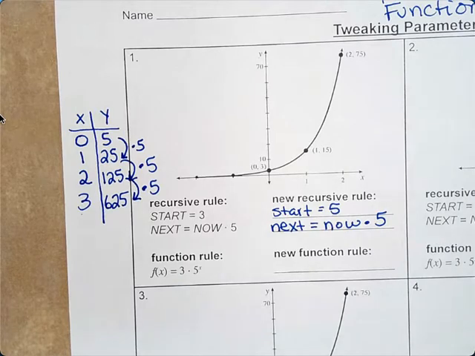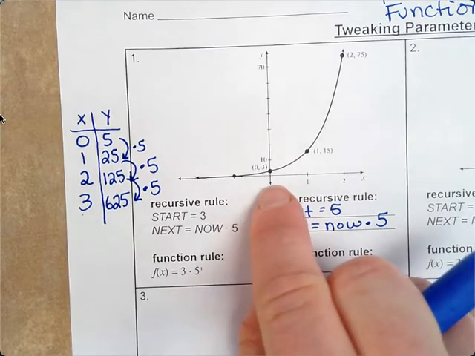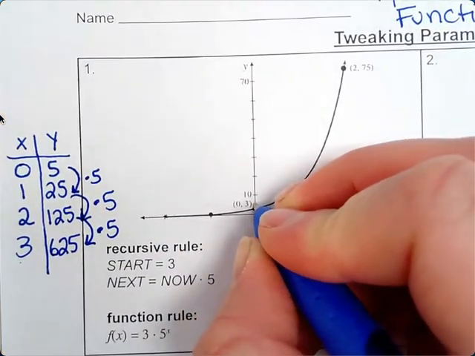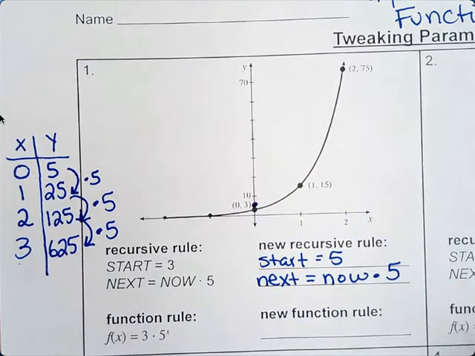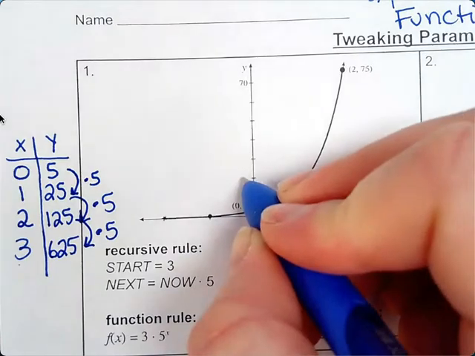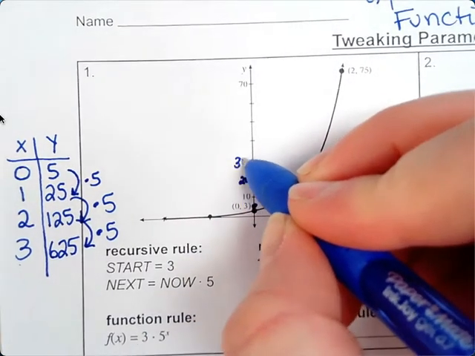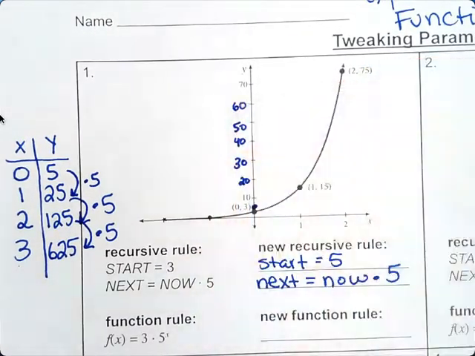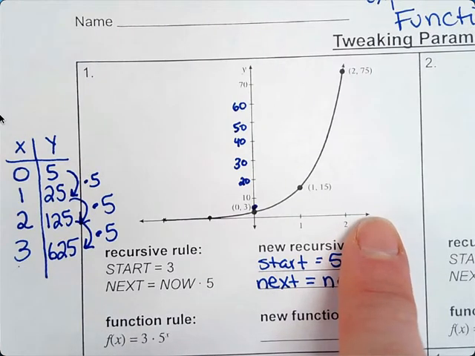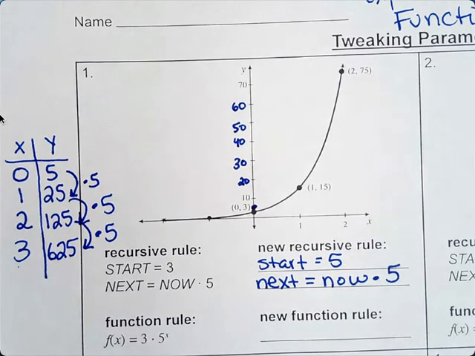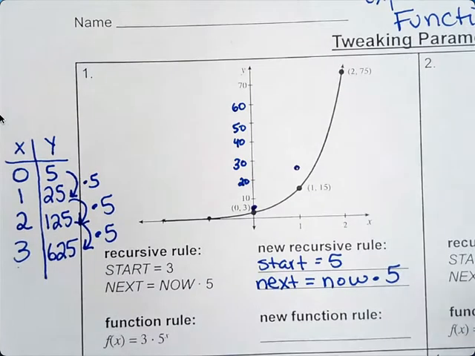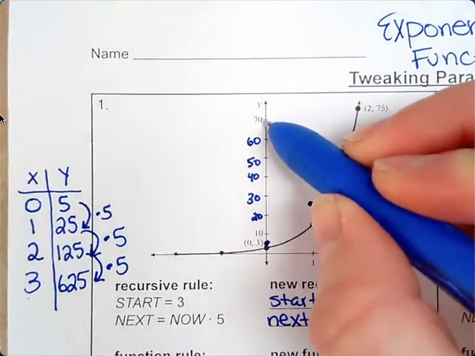So let's graph it. 0, 5. So 0, 3 is right there. So 0, 5 would just be a tiny bit above it. Then 125. So if this is 10, then this is 20. This is 30, right? Yeah. 40, 50, 60. And then my x's are just 0, 1, and 2. So 1, 25. So 1 and up to 25. To 125. Ooh, it only goes to 70.